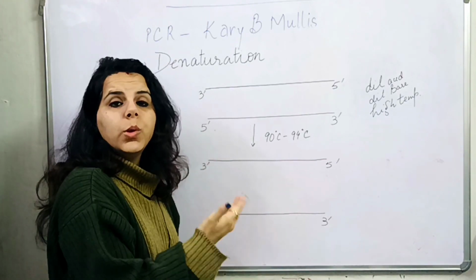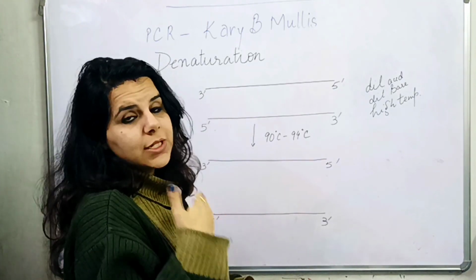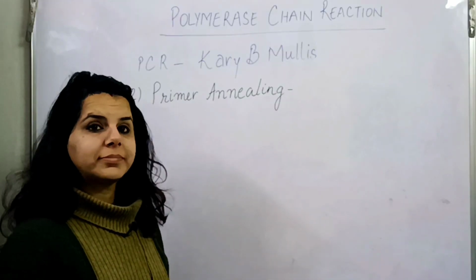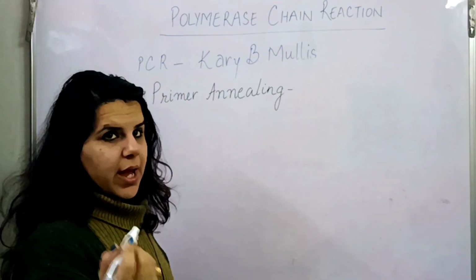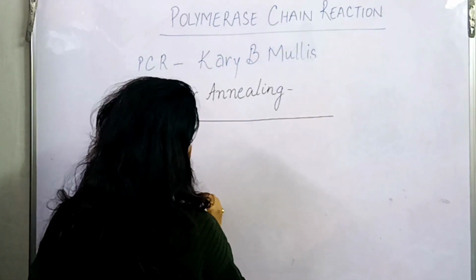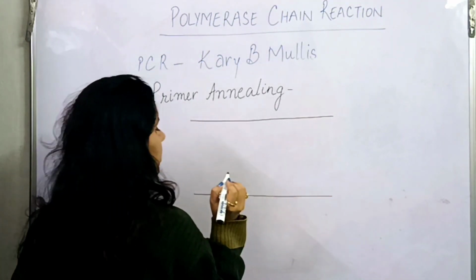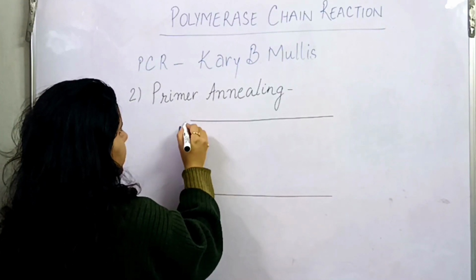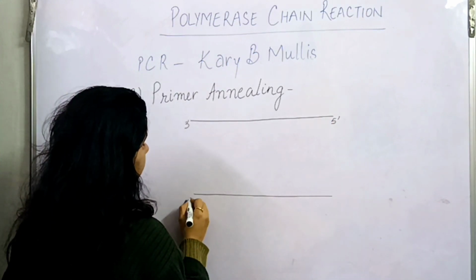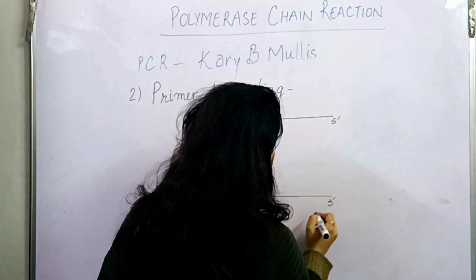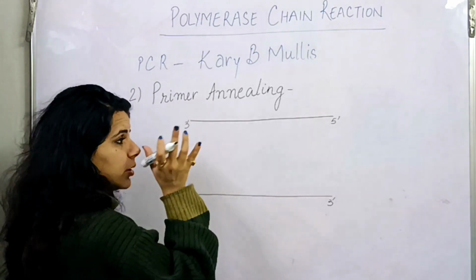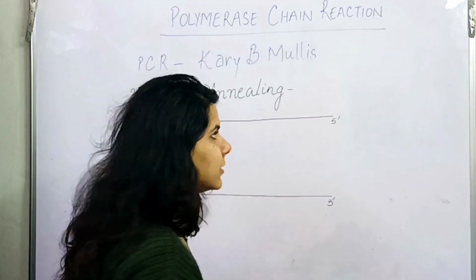After this step, we will move to the annealing step. That was the second step, or we can also call it primer annealing. Let's go. Alright, so the second step is primer annealing. Because we have these 2 strands of DNA separated in the denaturation step, now we are going to attach the primers here. Now, what is a primer? A primer is an oligonucleotide of RNA on which the new strand of DNA can be synthesized, right?